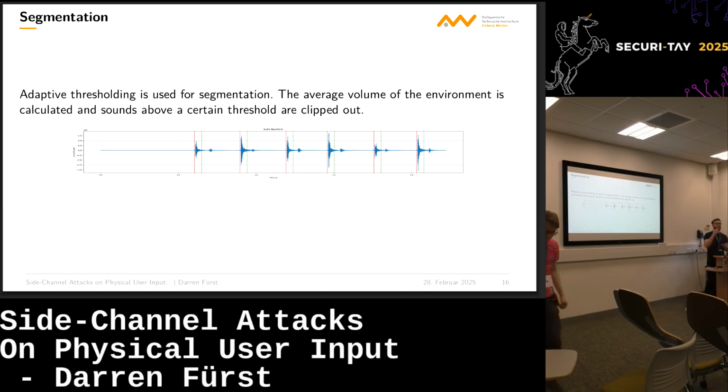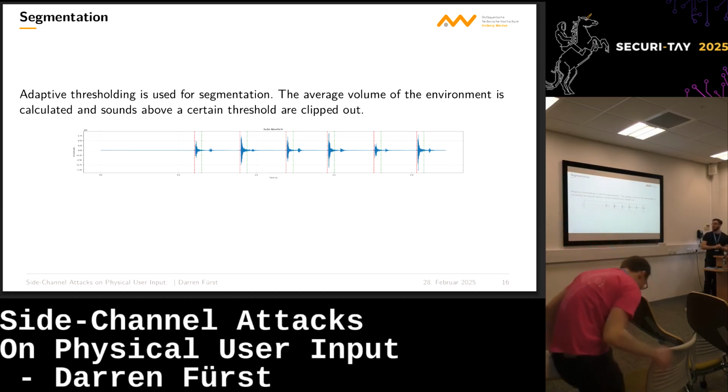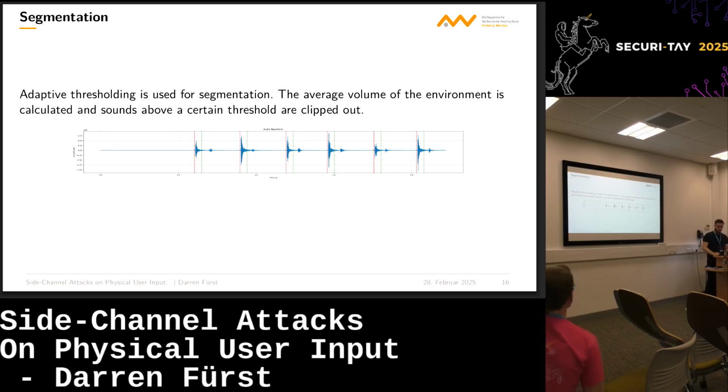So for segmentation and cutting out the keystrokes, we'll use adaptive thresholding. You measure the loudness of a signal in a given time frame, and then cut out the louder parts of this, as you can see here. Of course, if you have a very loud environment, you may have to get more sophisticated than this, but for my example, this works.